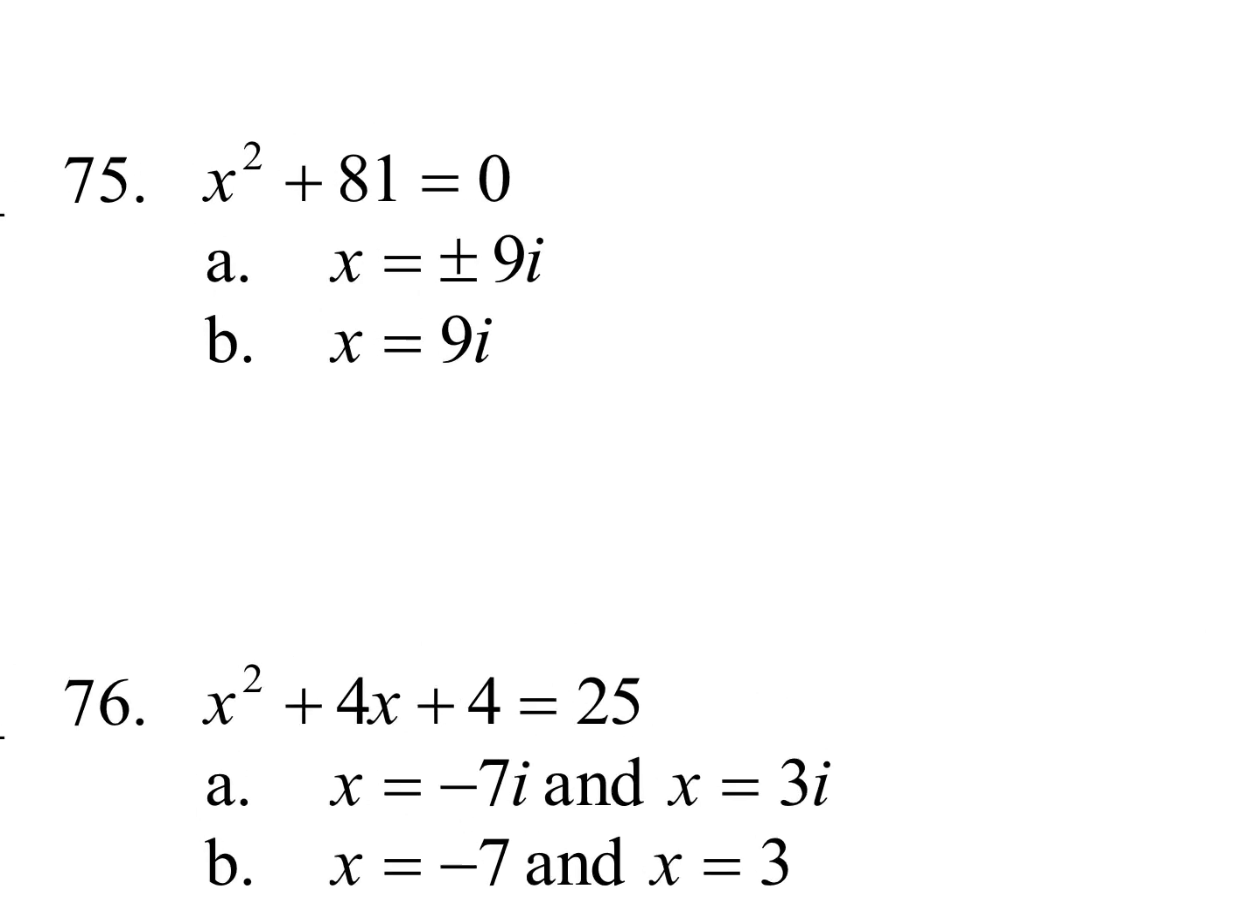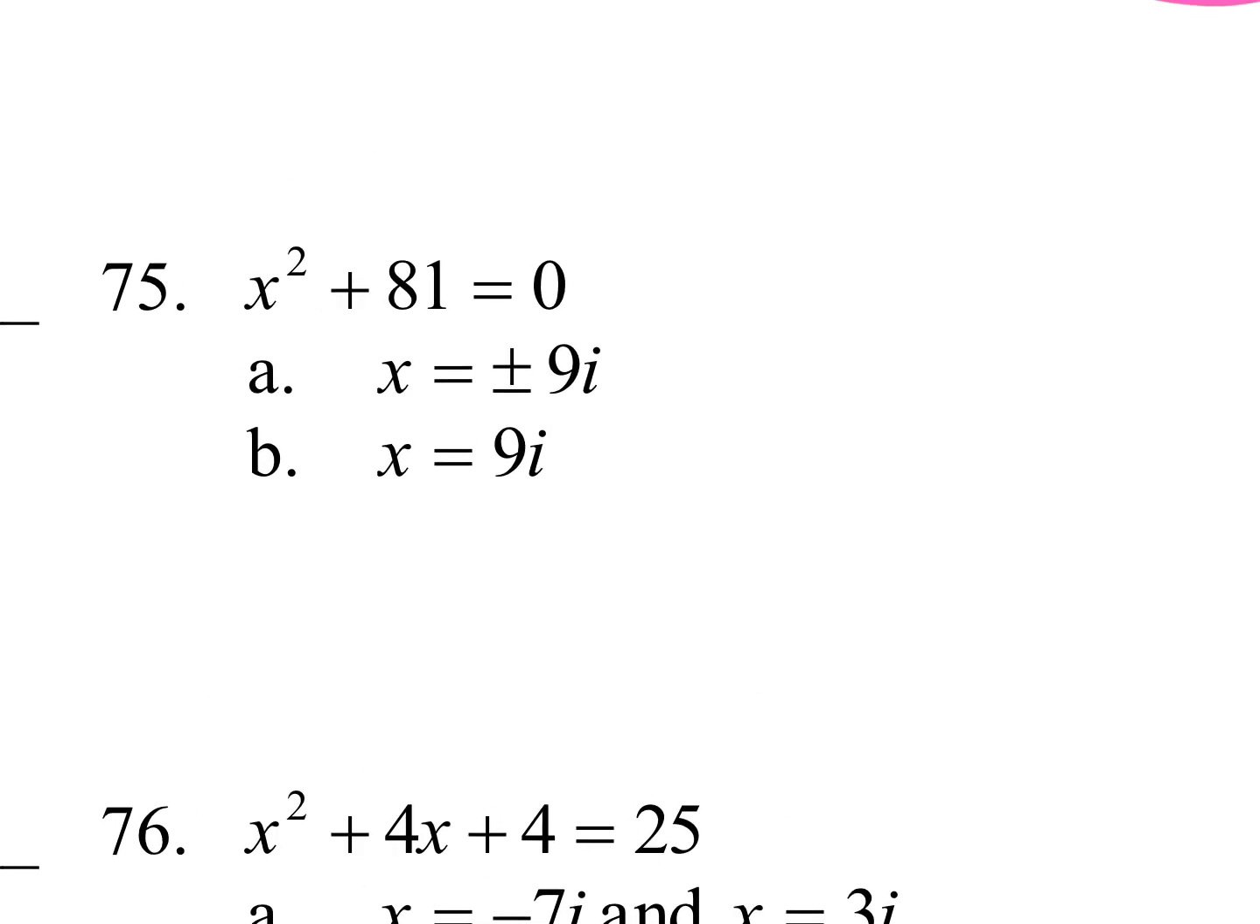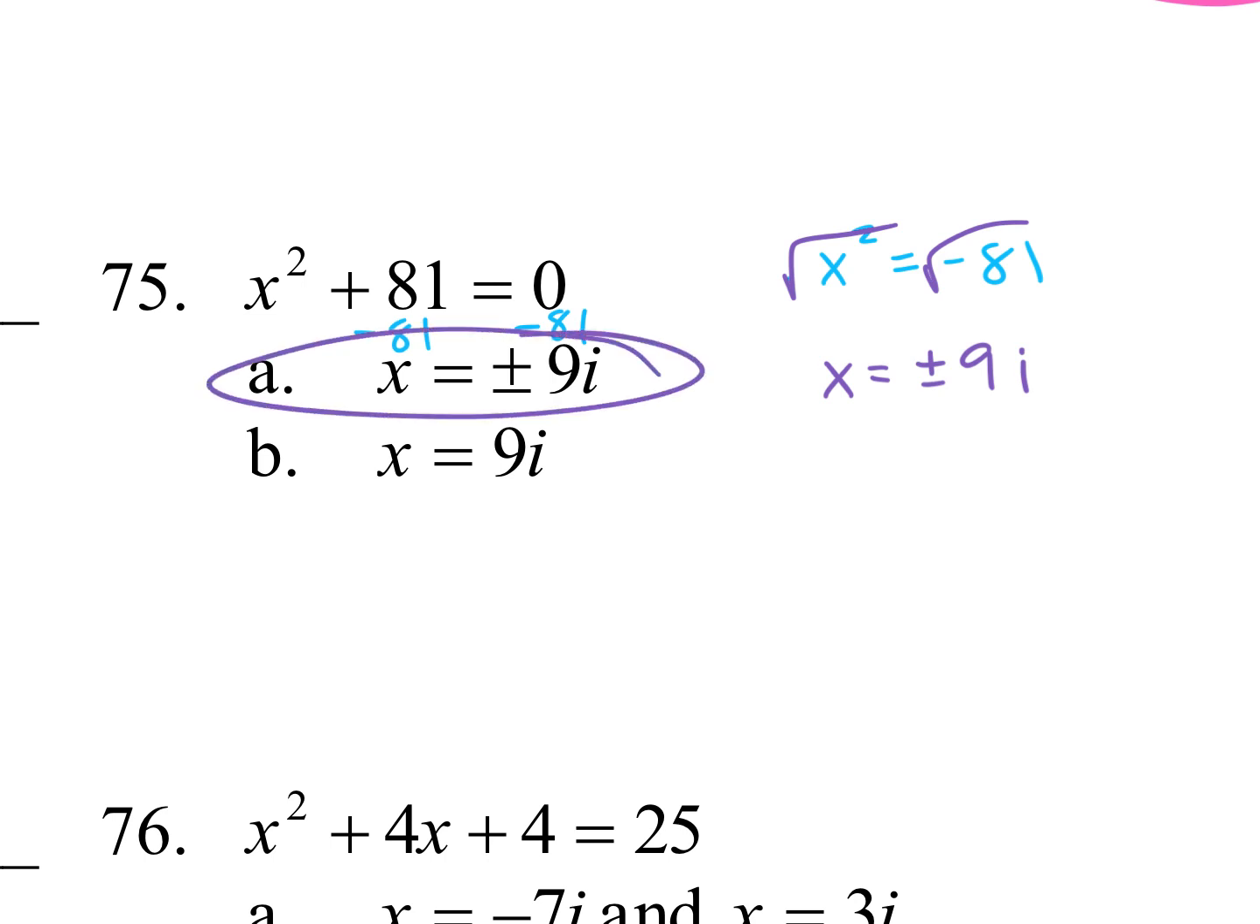All right, for 75, what should I do to solve? Move the 81, so I'd subtract 81 to the other side. So x squared is equal to negative 81. What would I do to solve? Square root it. So x is equal to? Plus or minus 9i. Awesome, plus or minus 9i.